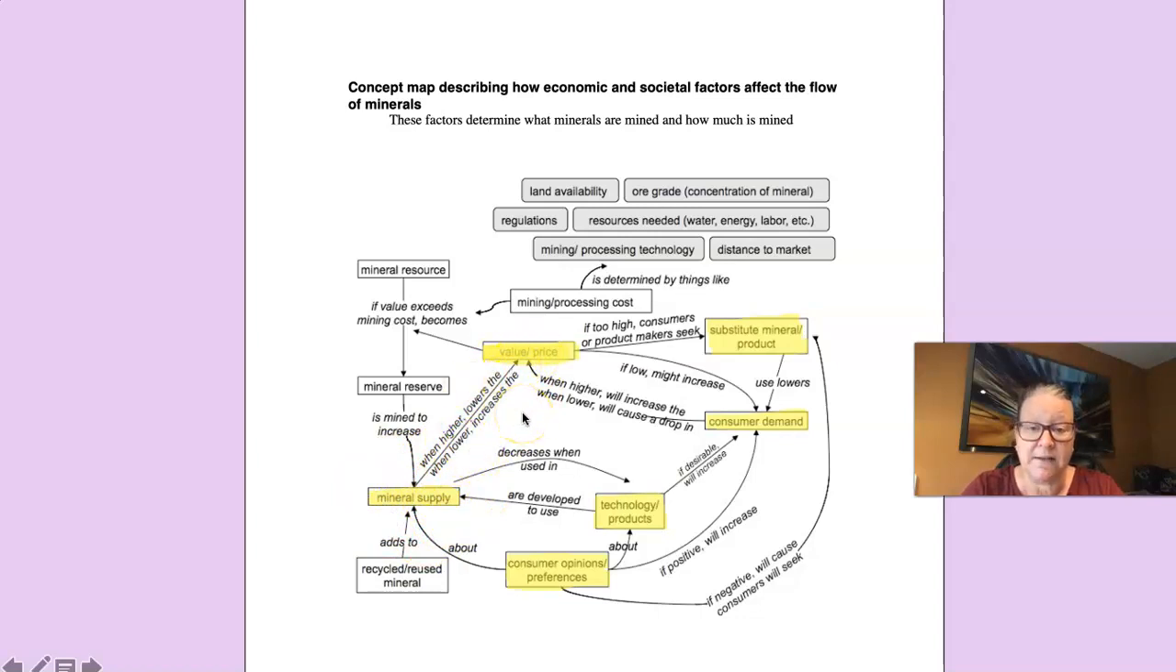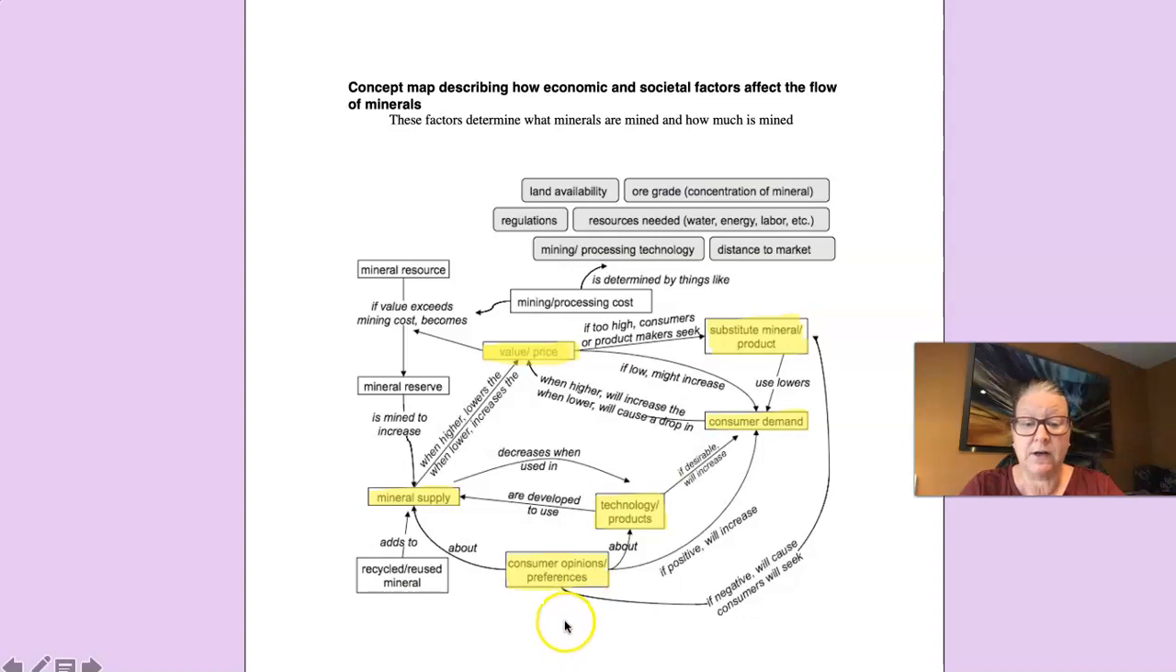Other things that can affect the price include consumer demand. If there's a high demand for a particular mineral, then the value of the price goes up. If there's a low demand, then the price goes down. If the price is too high, as it shows along this arrow, then people might seek out a substitute mineral or a substitute product, and that's going to lower consumer demand. Or if the price is low, it might increase consumer demand.